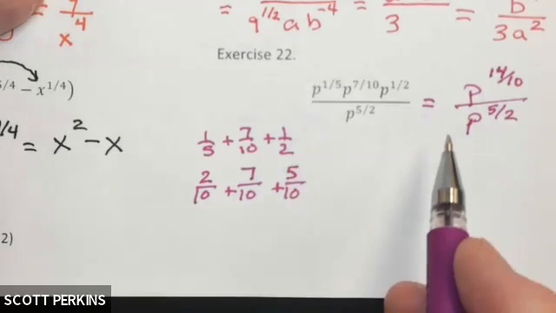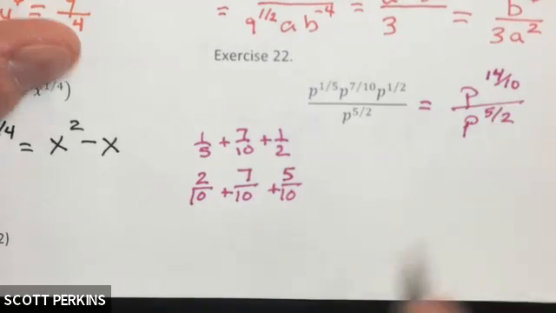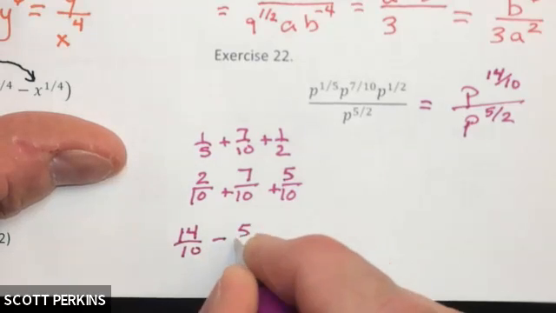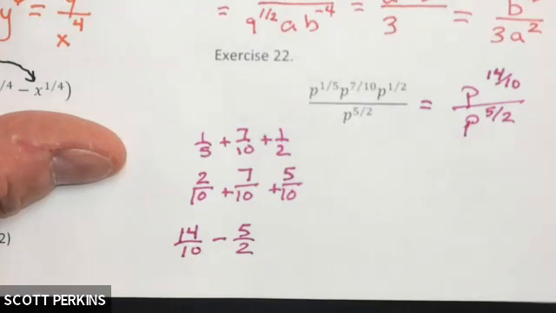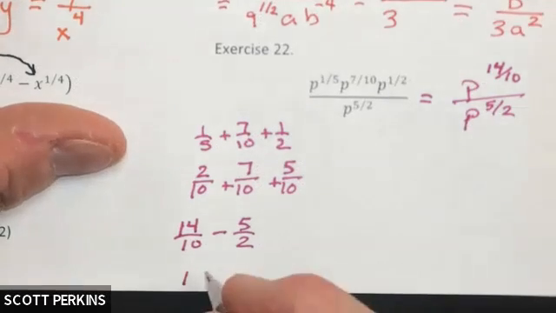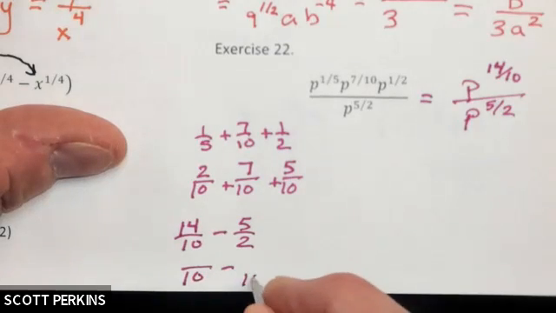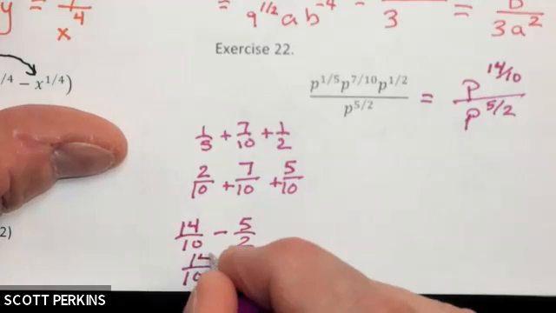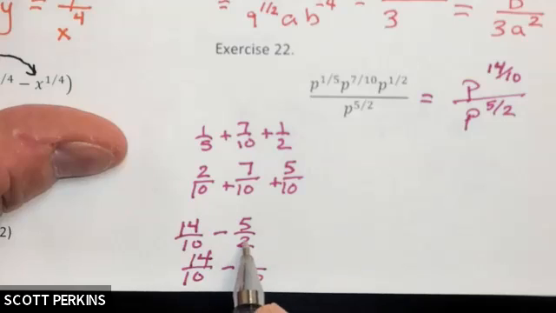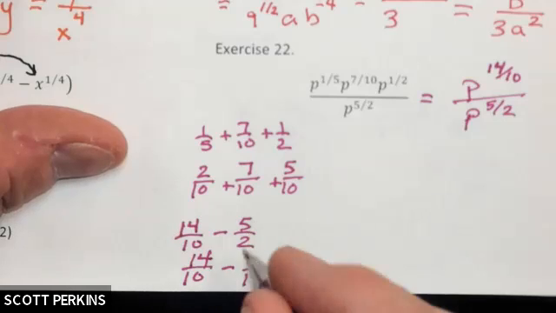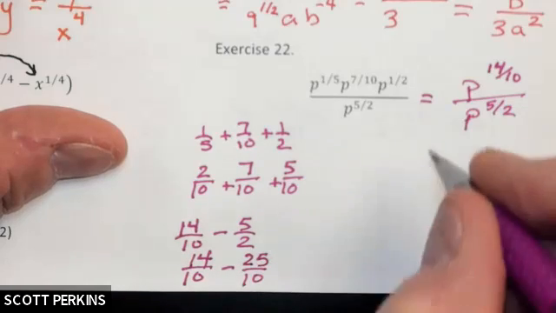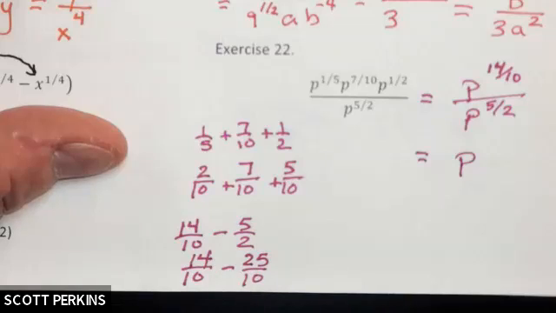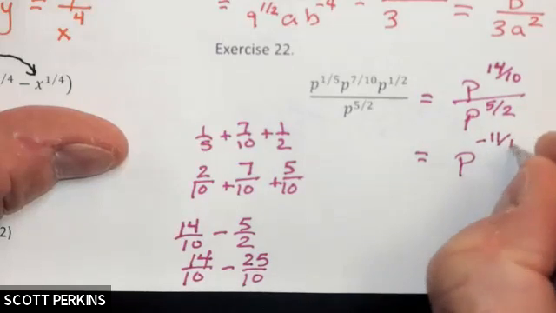Now I've got a quotient rule problem, so I'm going to go ahead and subtract those 2 numbers. So I've got 14 over 10 minus 5 over 2. Again, the common denominator is 10. This first fraction already has the common denominator, so I'm going to leave it 14 over 10. This next one, 2 times 5 is 10, so 5 times 5 is 25 over 10. So when I do that subtraction, what I end up with is 14 minus 25, or negative 11 over 10.